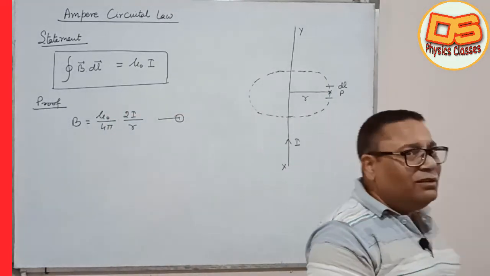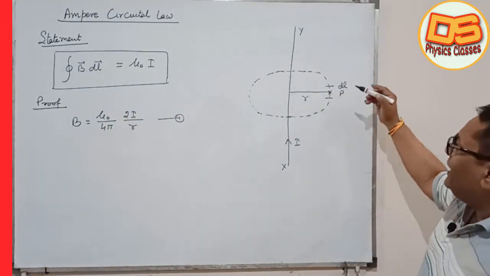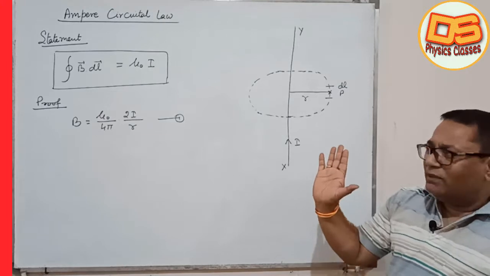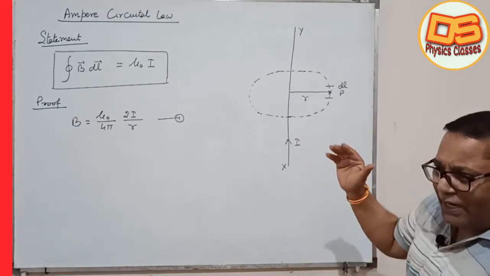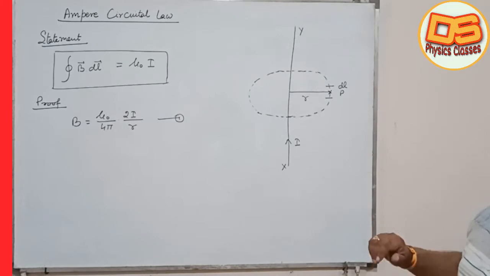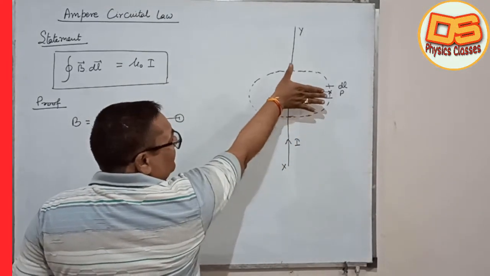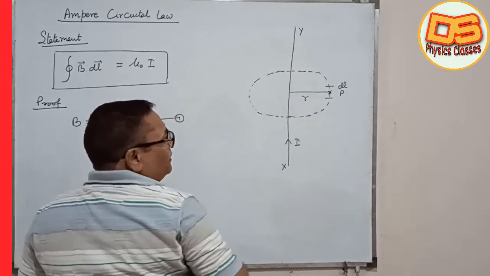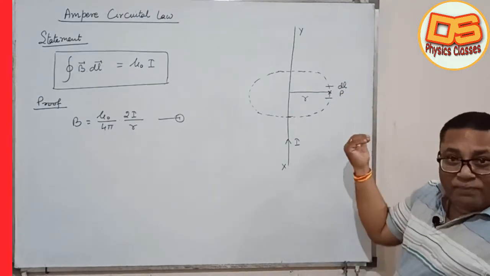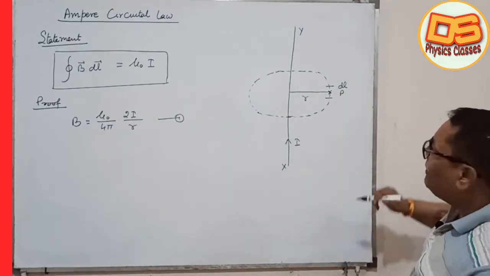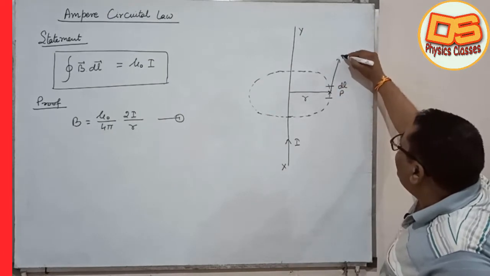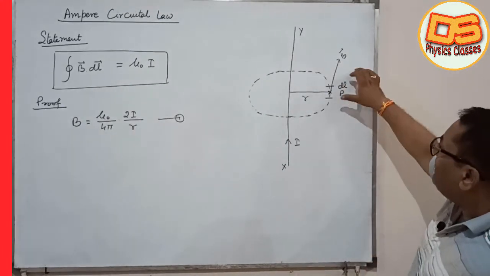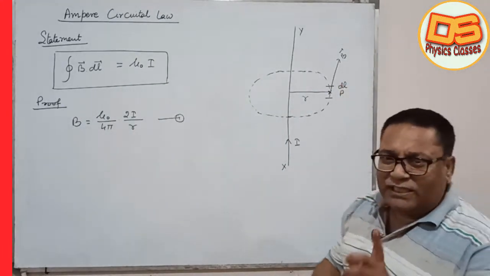Then the direction of magnetic field at this dl: according to the right hand rule, the thumb represents the direction of current and the fingers show the point. Then the bending of the fingers shows the direction of magnetic field at that point. That is, this is the direction of current and this is dl. Then it is inside the plane of the paper, inside the plane of the blackboard. This is the direction of B, and the direction of dl. dl and B are both parallel to each other.